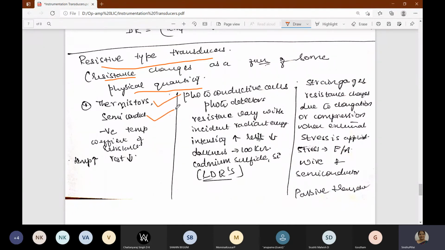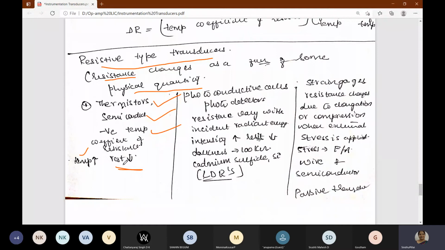And one more thing is the thermistor has a negative temperature coefficient. That means whenever the temperature increases, the resistance decreases. So temperature and resistance are inversely proportional. If they are directly proportional, we call it a positive temperature coefficient. Since it is negative temperature coefficient, here temperature and resistance are inversely proportional.